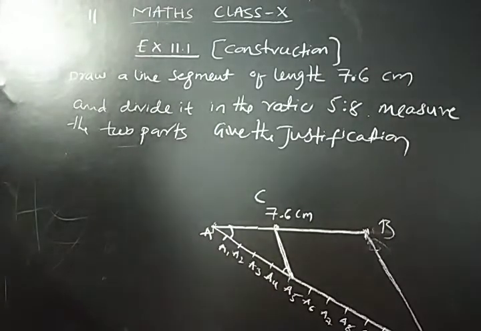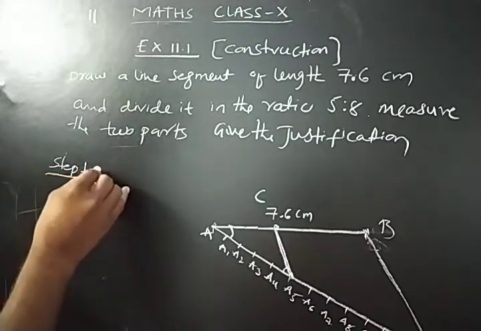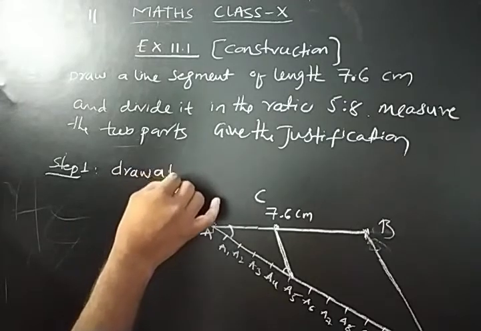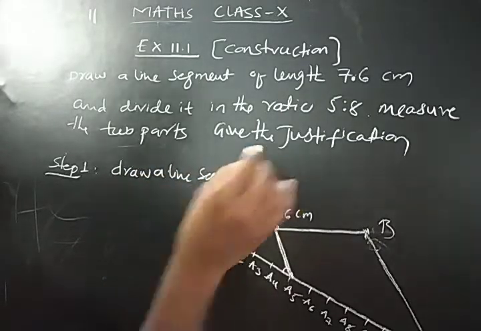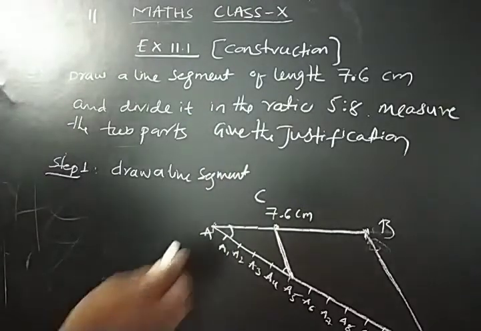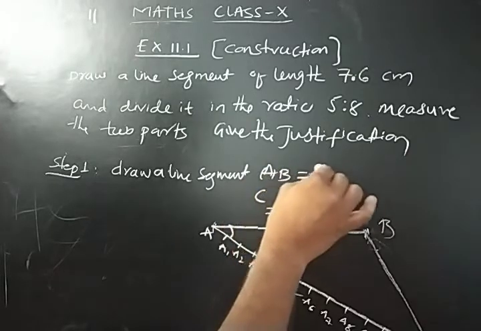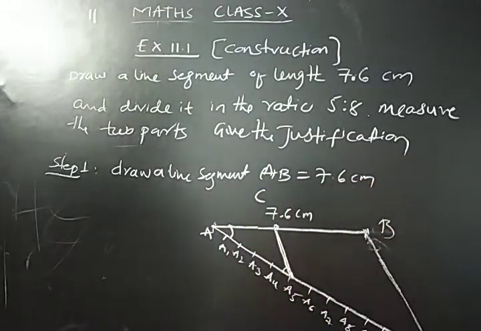Now let us write the steps. Step 1. In step 1, what do we have to do? Draw a line segment AB of 7.6 centimeters. Using the scale, draw a horizontal line which is 7.6 centimeters.